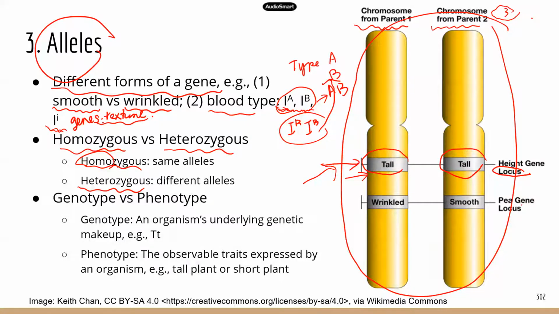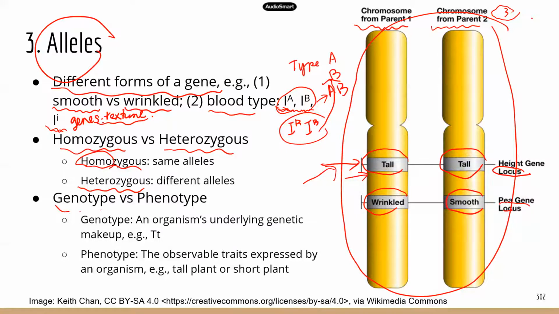For example, for the gene that codes for the texture of the seeds, this individual has an allele that codes for wrinkled seeds and an allele that codes for smooth seeds, right? So those are 2 different alleles. So in terms of the texture gene, this individual is heterozygous. Okay, so when we talk about homozygous or heterozygous, usually we refer to a particular gene. For this particular gene, this individual is homozygous or heterozygous.